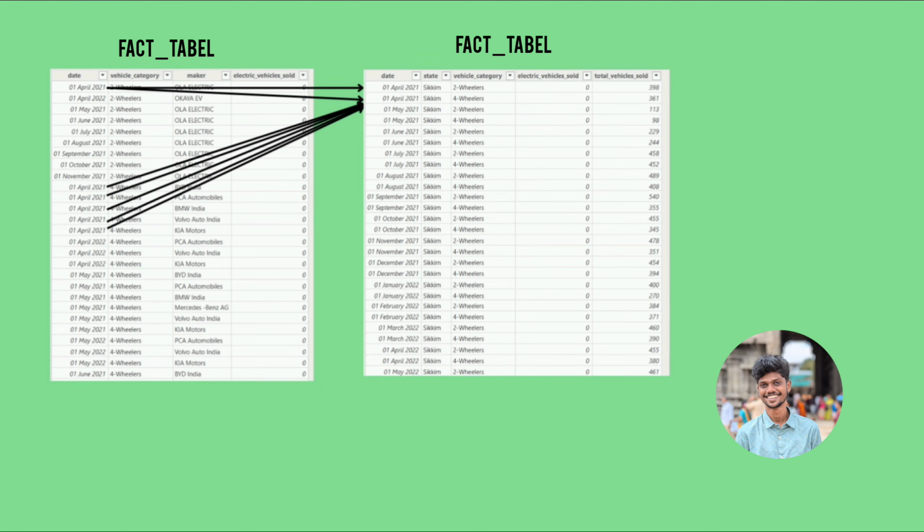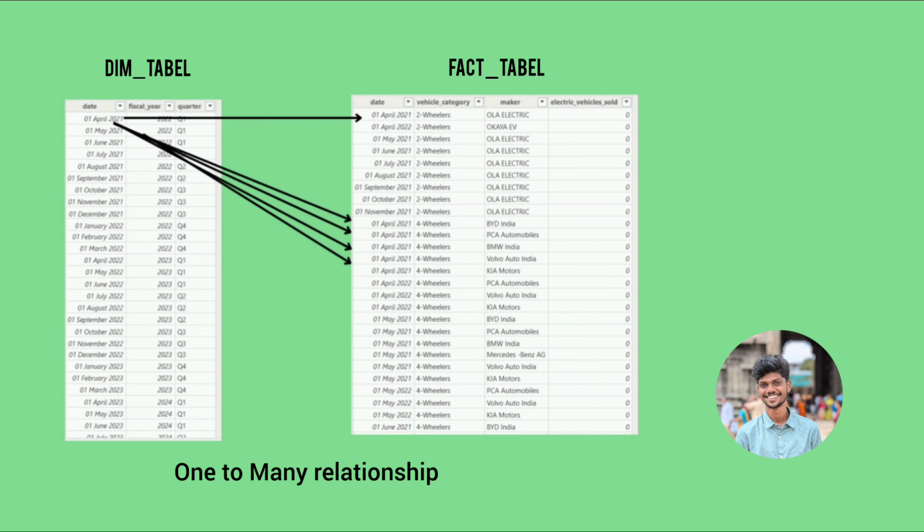Problem: Power BI gets confused. It doesn't know which row to match with which. It can give wrong totals or completely break your visuals. That's why we always prefer a one to many relationship. One side with unique values like our dim date, and one side with many rows like our sales data.